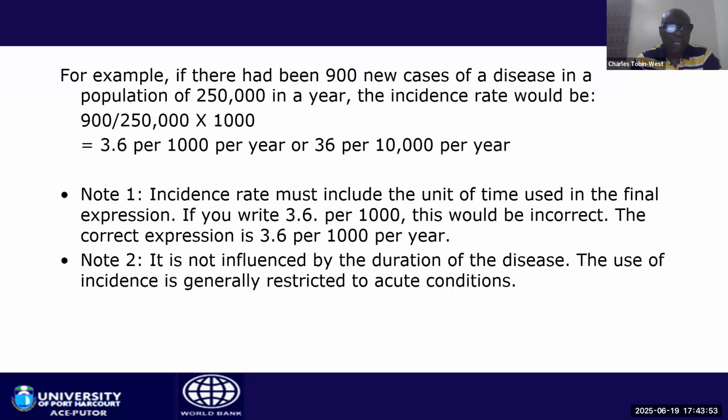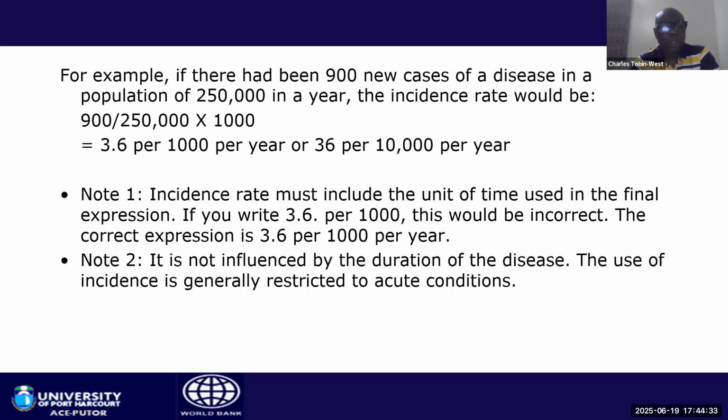Simple arithmetic. However, note that incidence rates must include the unit of time used in the final expression. If you write 3.6 per thousand, this will be incorrect. The correct expression is 3.6 per thousand per year. Once it's coming to incidence rate, remember we talked about a rate having the numerator, the denominator, the multiplier, and the time specification.